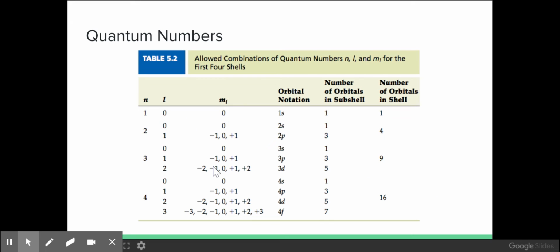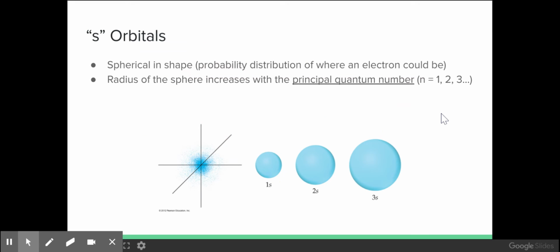We're going to ignore these quantum numbers, even though you should be aware of them when you take college-level chemistry. For our purposes, we're going to focus more on these simple nomenclatures that refer to orbitals. You should know that s orbitals are spherical in shape. And these s orbitals get bigger if the principal quantum number gets bigger too.